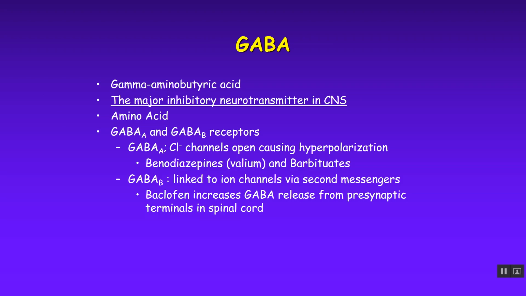GABA. GABA is a neurotransmitter, okay? Fast-acting central nervous system. So gamma aminobutyric acid, GABA. It's the major inhibitory neurotransmitter in the CNS. GABA is the major inhibitory. It's going to cause chloride channels to open and cause negative charges to go into your cells to make the cell less likely to depolarize. Okay, so it's an inhibitory.